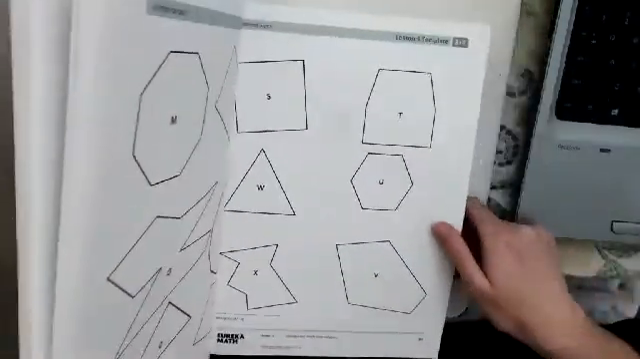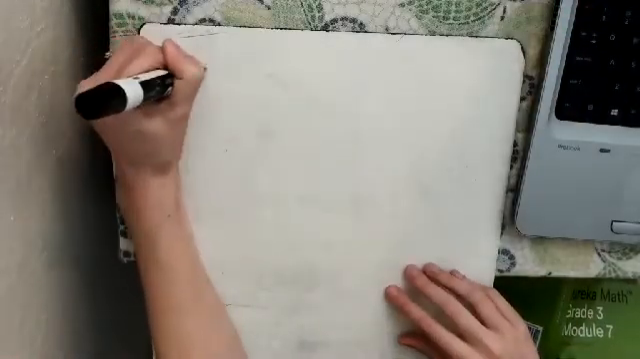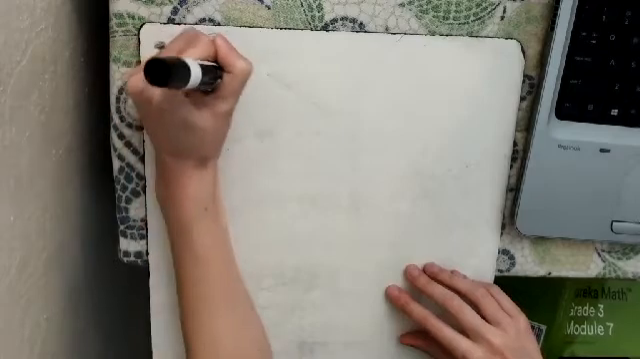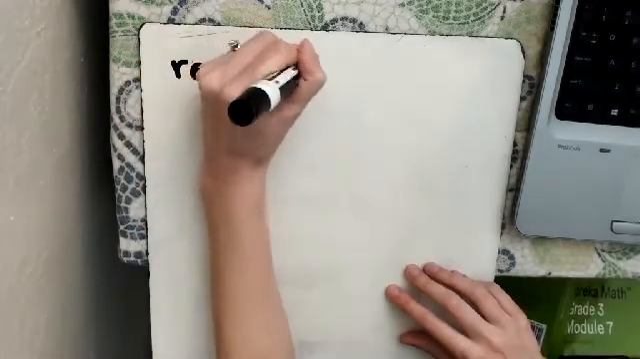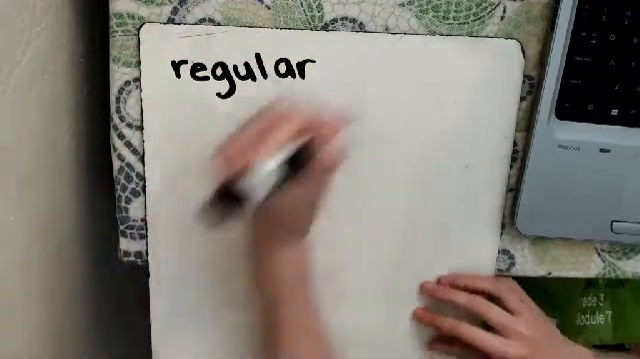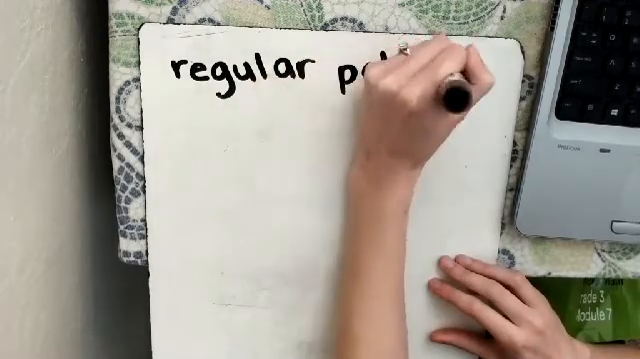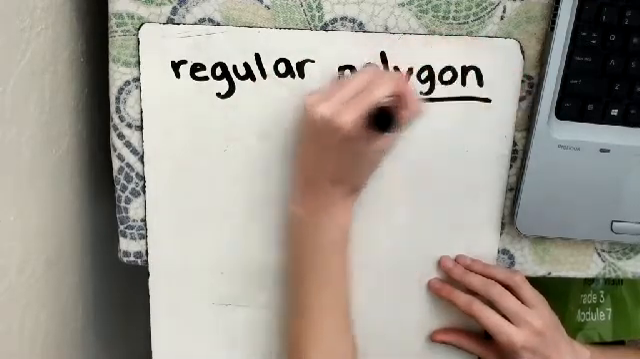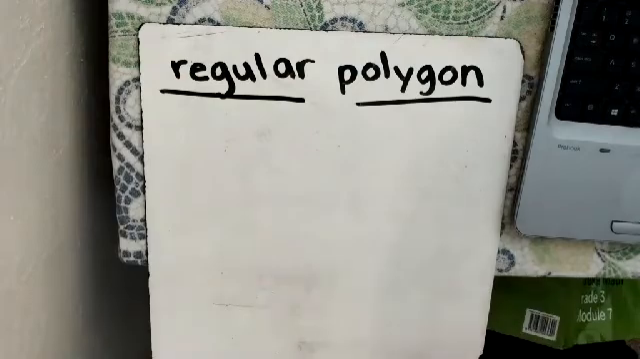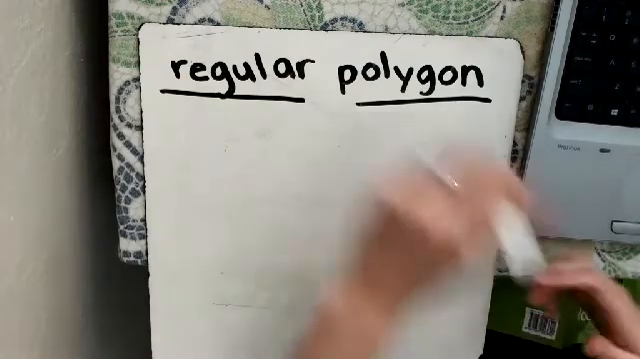I'm going to give you a quick review on the whiteboard to prepare you to answer those questions yourself. So what I told you at the beginning today is this word, regular. That means that all the sides are equal. We would call that a regular polygon. Okay?